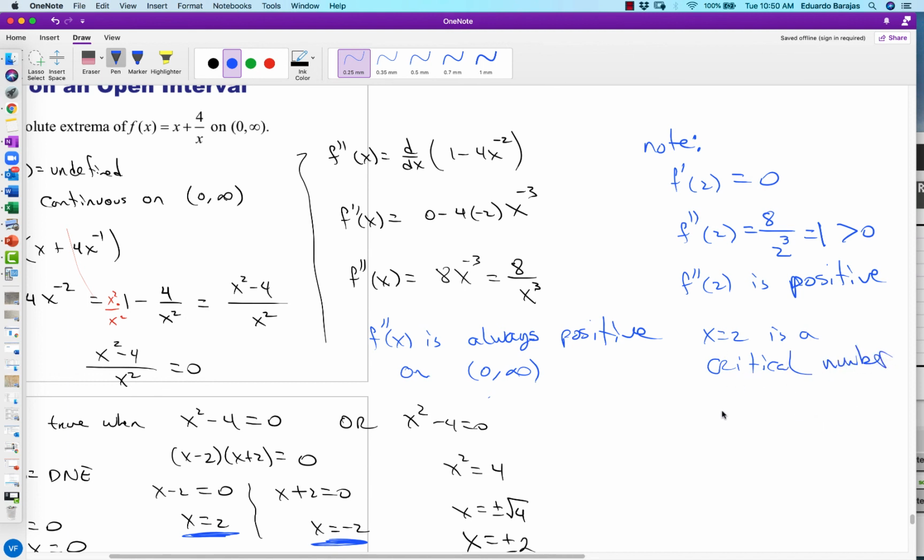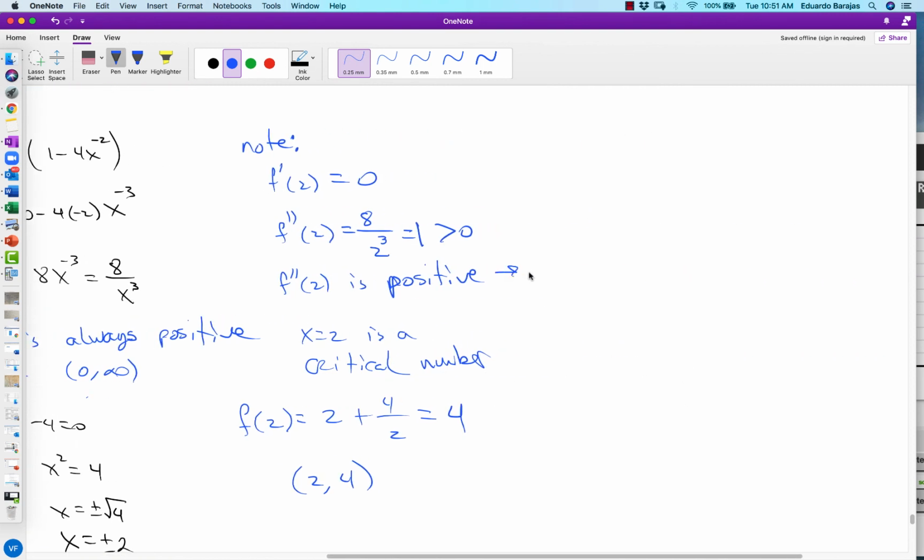And we can evaluate our function at 2: f of 2 equals 2 plus 4 divided by 2, which gives me 4. So we have the ordered pair (2, 4). And we know that the first derivative is 0, and we know that the second derivative is positive. When the second derivative is positive, the underlying function is going to have like a happy face, a shape like that, concave up. So we've just established that this point will represent an absolute minimum.